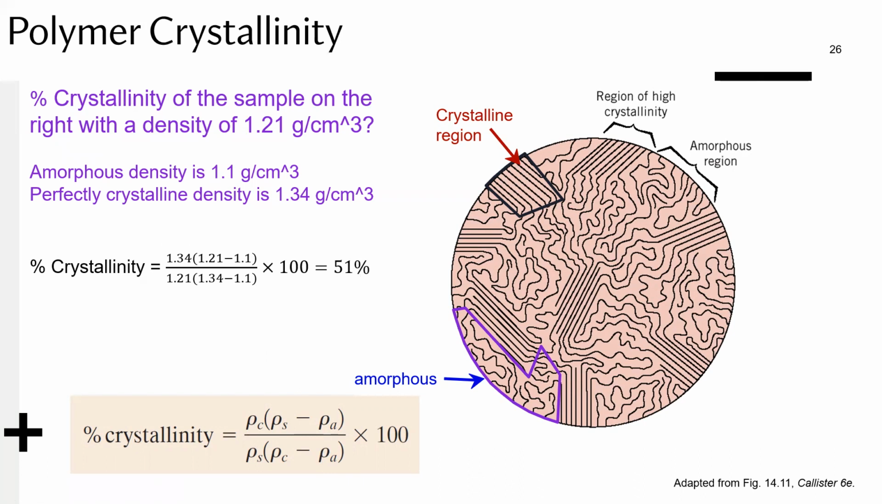So your sample here has about half of its volume occupied by these crystalline regions, and half of its volume occupied by these amorphous regions. So it's a half-half blend of both of these. This is what this result here is telling us. Okay, wonderful.